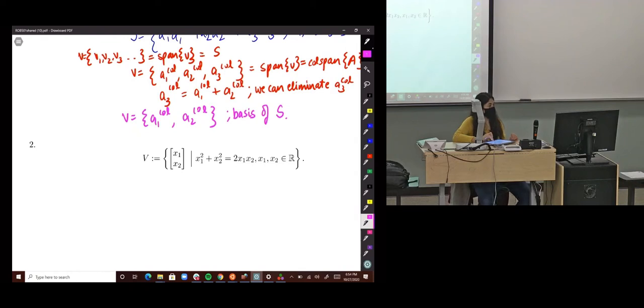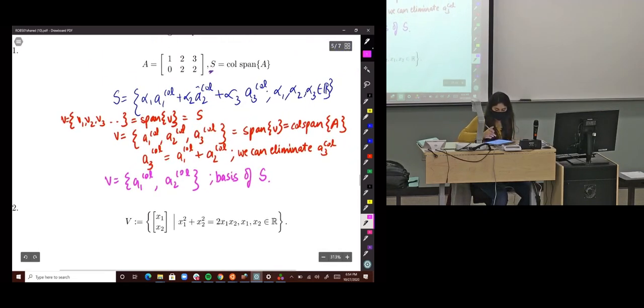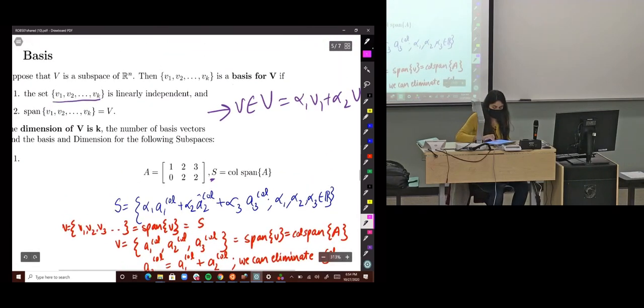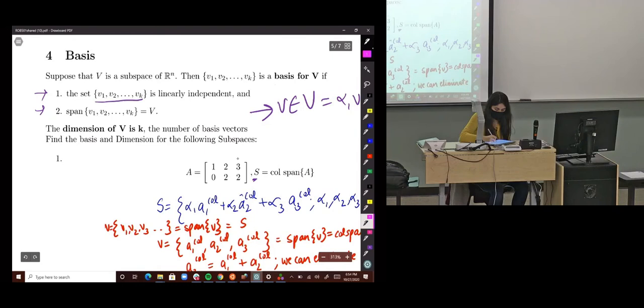Should we phrase that question for number one? So then we would just say like the first two columns are the answers? Yeah, because the third column we found was a linear combination of the first and the second. So then this can be written as a linear combination of these two.